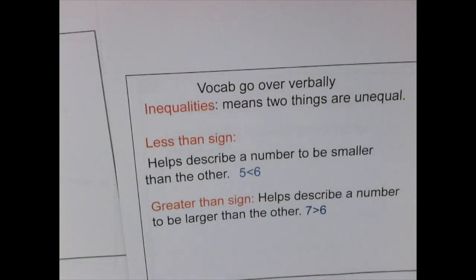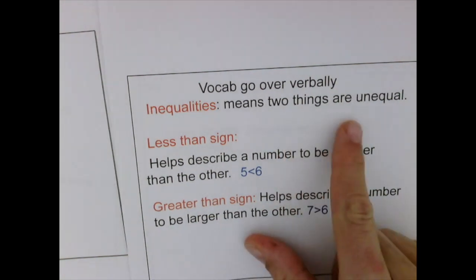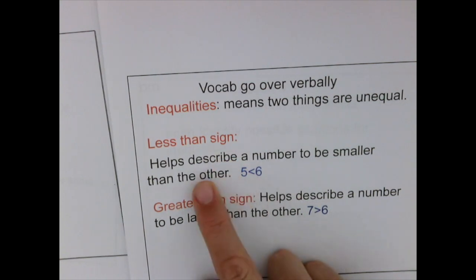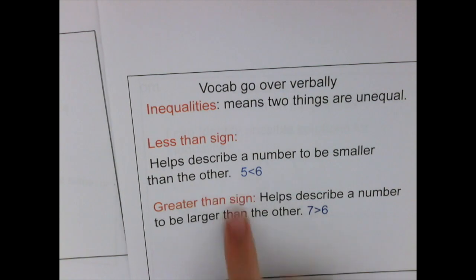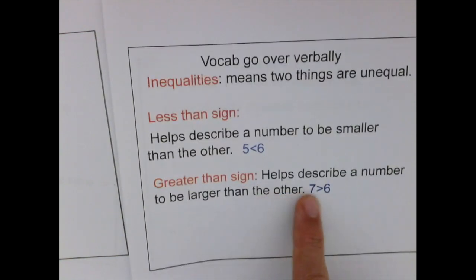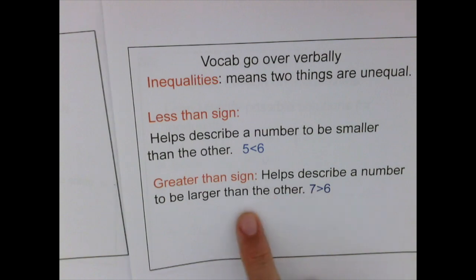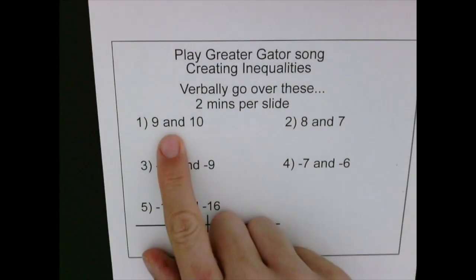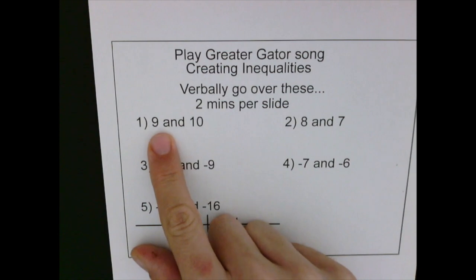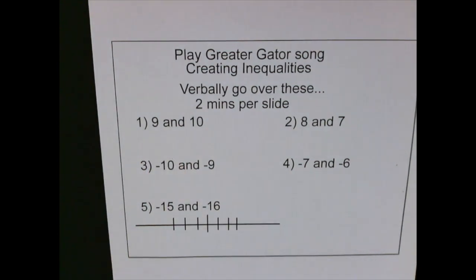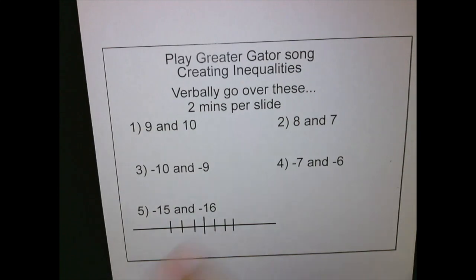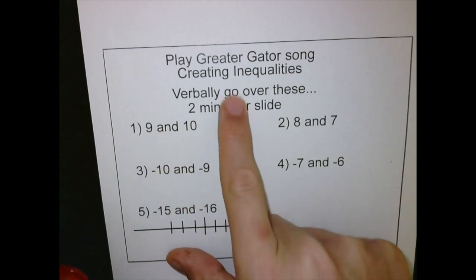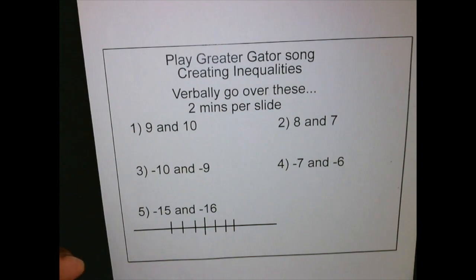Let's begin with some basic vocabulary. An inequality means two things are unequal. They're represented by a less than sign, which helps describe a number to be smaller than the other. It can also be represented by a greater than sign, which helps describe a number to be larger than the other. Now, way back in elementary, you'd be given a problem like this, 9 and 10, and you'd be asked to identify which one is greater. Your elementary teacher could have played this song for you.